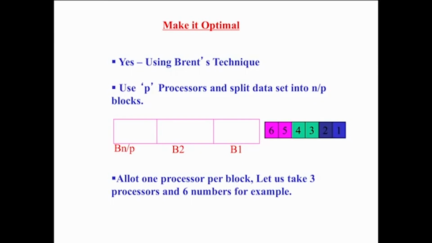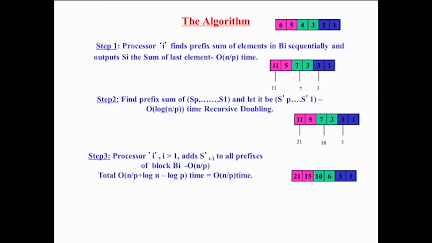This is the procedure that I followed in both cases: use P processors and split the data set into P blocks, each of size n by P, and allot 1 processor per block. Let us take 3 processors and 6 numbers, we did this. So we already saw.